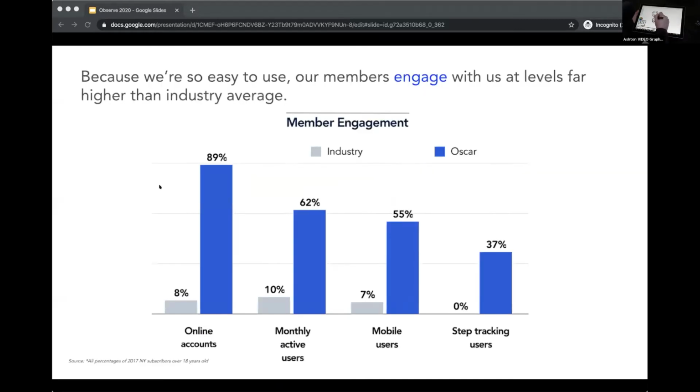And we say this because compared to a lot of our members, a lot of our industry competitors, we do about 30% better in other areas. So for online accounts, monthly active users, mobile users and stat tracking.